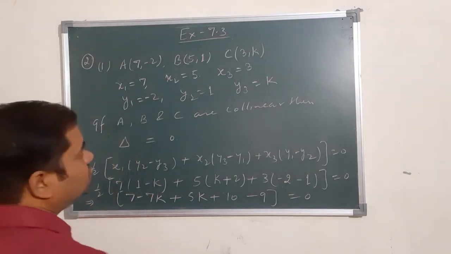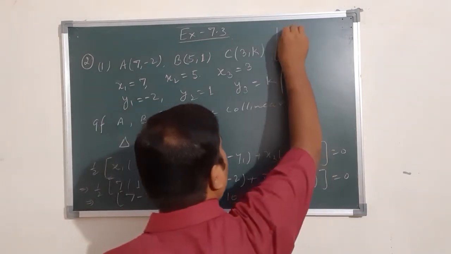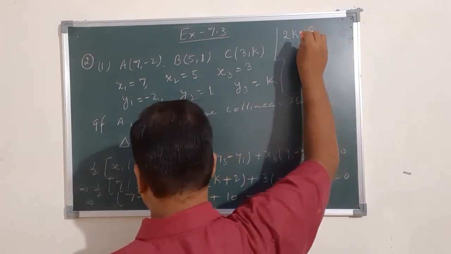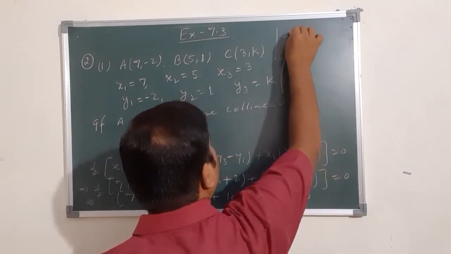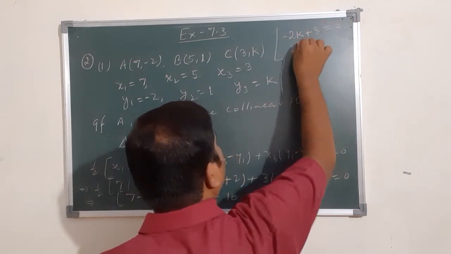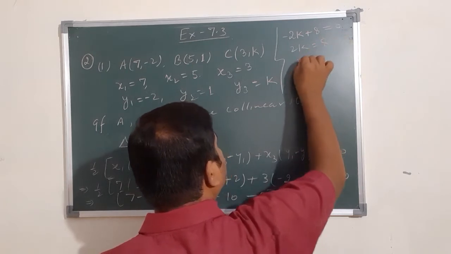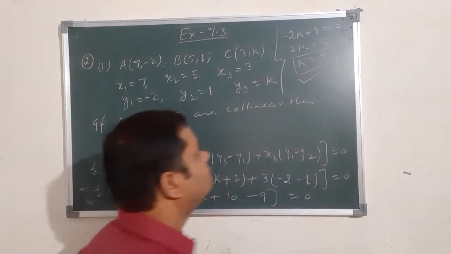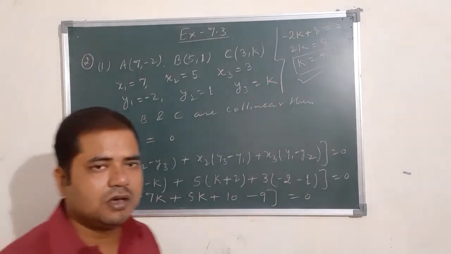So minus 2k plus 8, here I can solve here. 2k minus 8, sorry, minus 2k plus 8, this must be equal to 0. So 2k is equal to 8, so k must be 4. K is equal to 4. So this is the solution of this particular question.